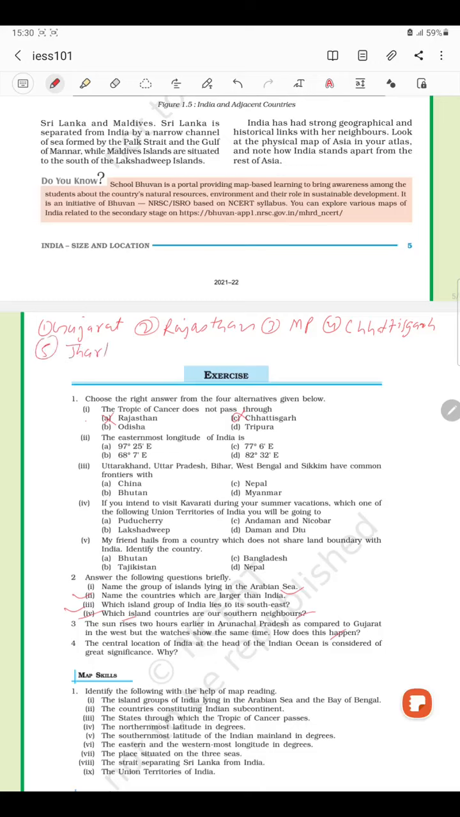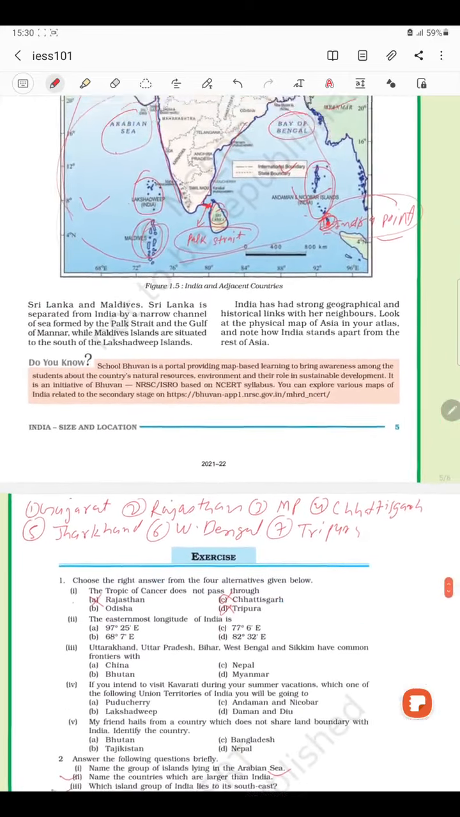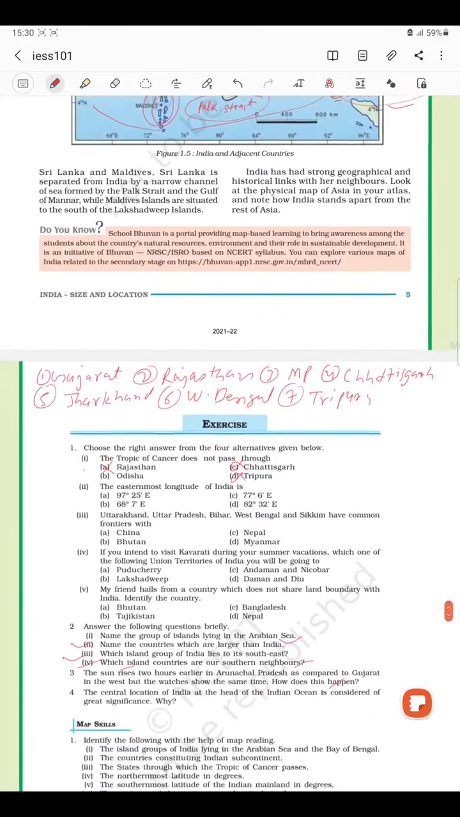Then Jharkhand. Then West Bengal. And then Tripura. And the 8th one is what? Mizoram. So through elimination, if you have not memorized exactly, you can apply the elimination method in objective type questions. So these will pass, and Odisha will not pass. So the answer will be what?